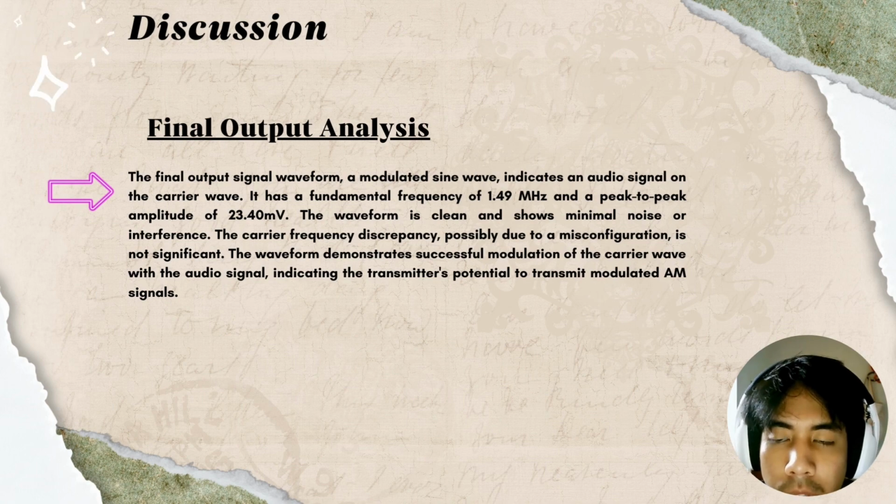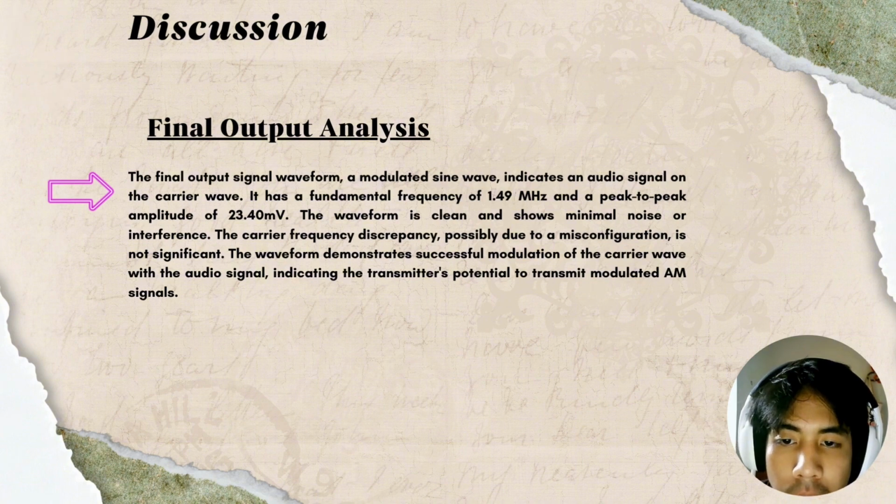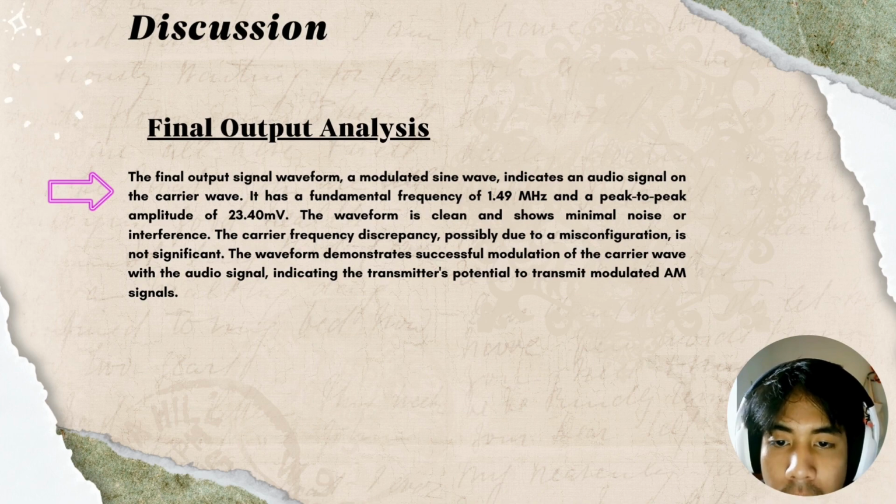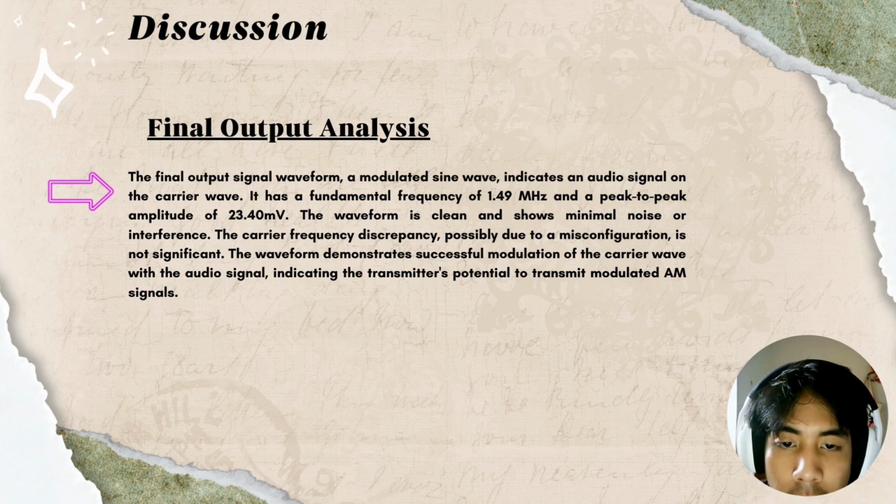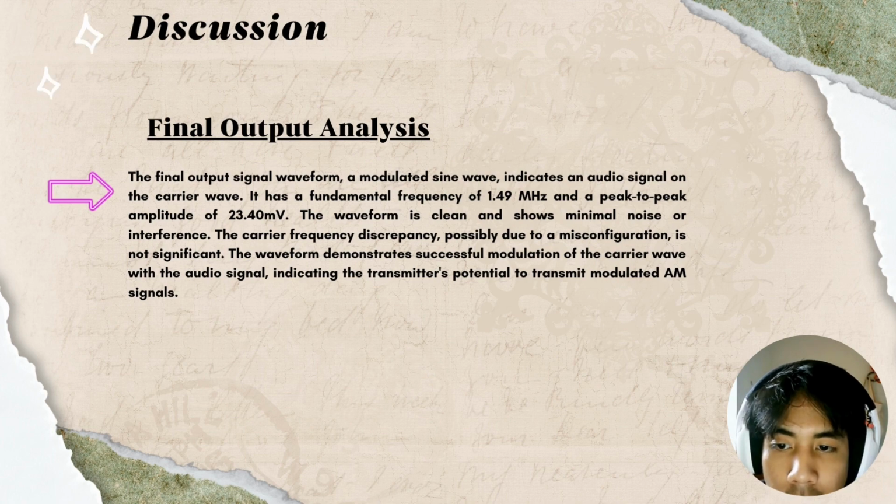And the last part of the discussion is the final output analysis. The final output signal waveform, a modulated sine wave, indicates an audio signal on the carrier wave. It has a fundamental frequency of 1.49 MHz and a peak-to-peak amplitude of 23.4 mV. The waveform is clean and shows minimal noise or interference. The carrier frequency discrepancy, possibly due to a misconfiguration, is not significant. The waveform demonstrates successful modulation of the carrier wave with the audio signal, indicating the transmitter's potential to transmit a modulated AM signal.